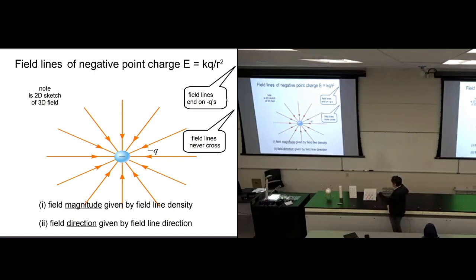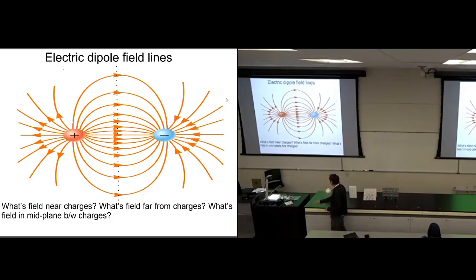Again, where the field lines are closely packed, that's a strong electric field, so near the negative charge. Where the field lines are loosely packed, that's a weak electric field, far from the charge. Everybody okay with those two? And if so, we'll look at a couple more pictures.